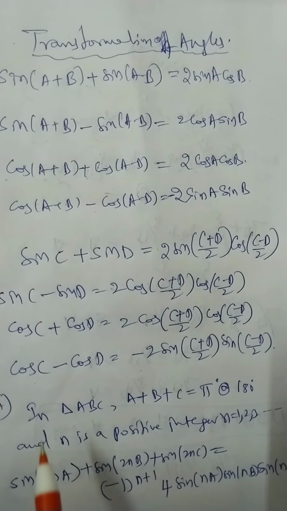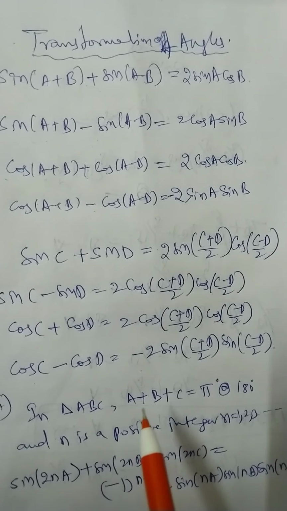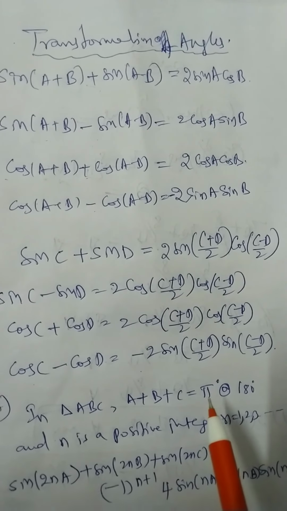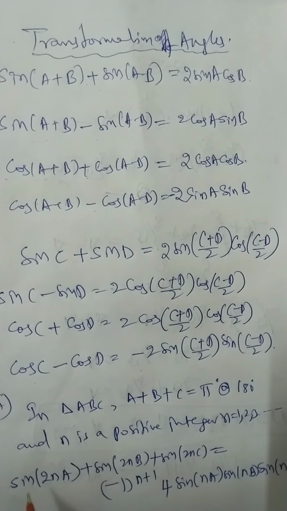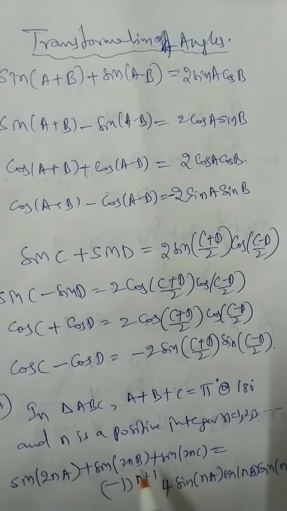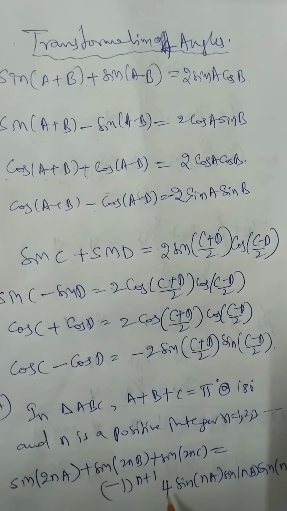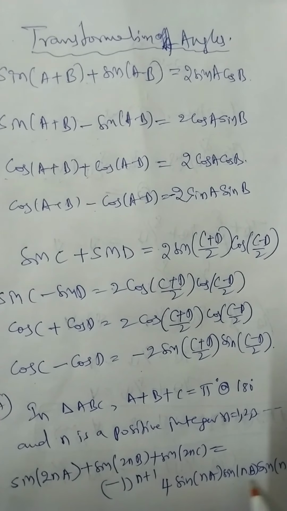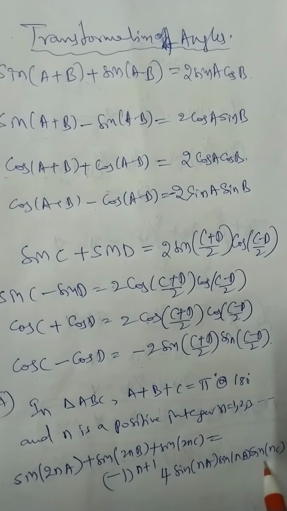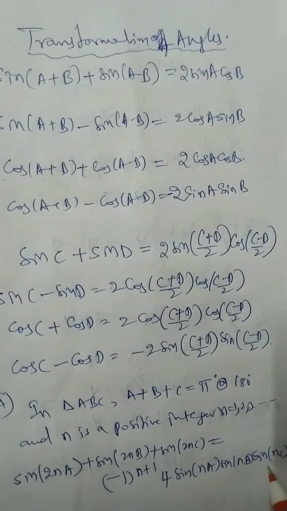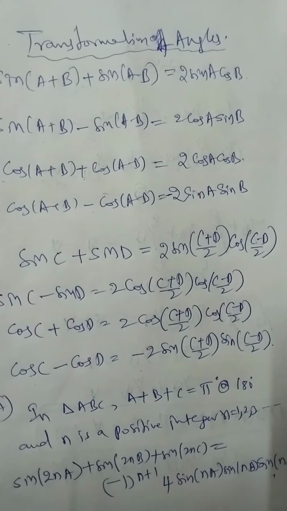And this is the third formula: in any triangle ABC, where the sum of angles of the triangle is 180 degrees or pi radians, and n is any positive integer, that means n = 1, 2, 3, 4 like that, sin 2nA + sin 2nB + sin 2nC = (-1)^(n+1) times 4 sin nA sin nB sin nC. By remembering these formulas, one can easily attempt problems related to transformation of angles.